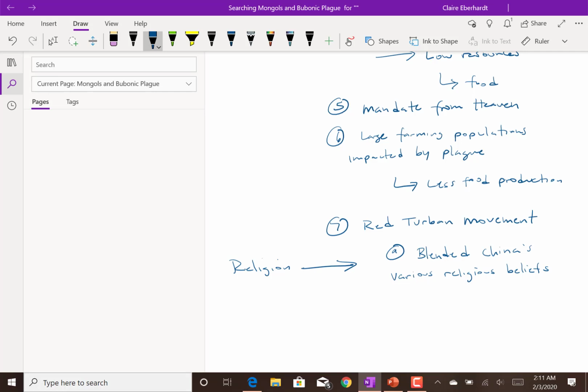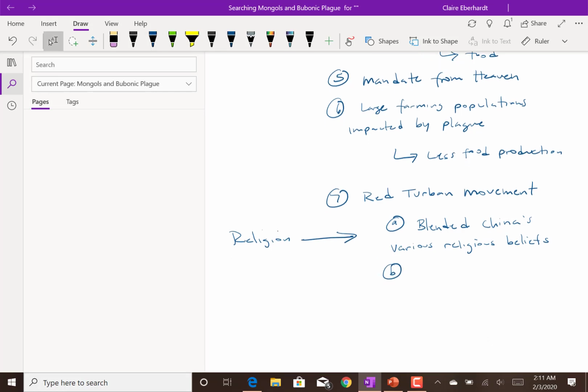So one of the movements in China was, again, this Red Turban Movement, which was to blend together China's various religious beliefs, to refocus back on China's religion, and trying to overthrow all that was like the Mongol way. Its leaders emphasized strict diet, and various restrictions on what type of food that they were allowed to eat. So there was certain food that they had restrictions on.